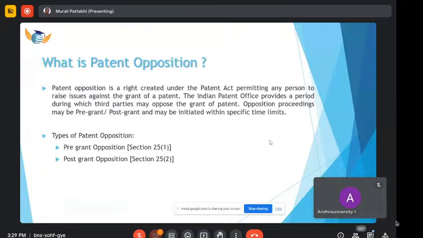Those are pre-grant oppositions and post-grant oppositions. As per section 25(1) is pre-grant opposition, and as per section 25(2), post-grant. When we say pre-grant, the name itself tells that it is before grant: before the decision is made by the examiner or the controller, if you file an opposition, it will be considered a pre-grant opposition, and if it is filed after grant, it will be considered post-grant.